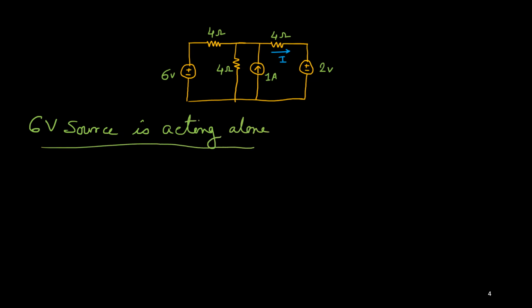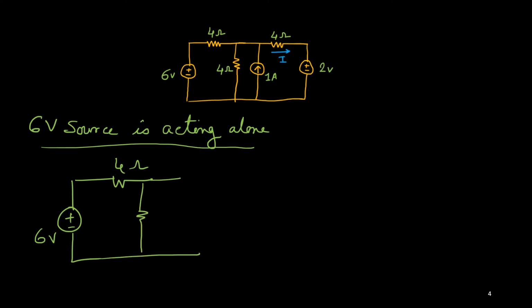Okay, that you have seen. So this source is there, 6 volt source, and now this is the 4 ohm, this is your 4 ohm, and this current source I have kept open. Okay, I'm not writing here, it's open only, and this source is shorted, right? So this resistance and then source is shorted. That's simple. So this is your 4 ohm, this is your 4 ohm.